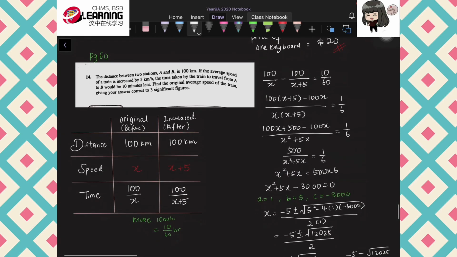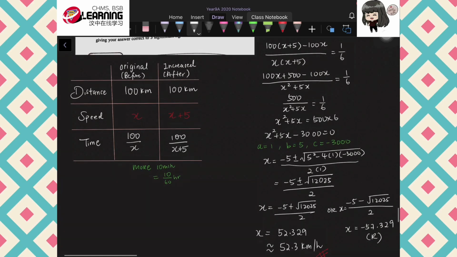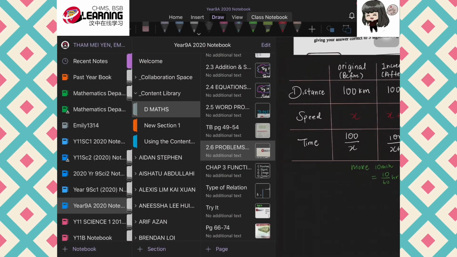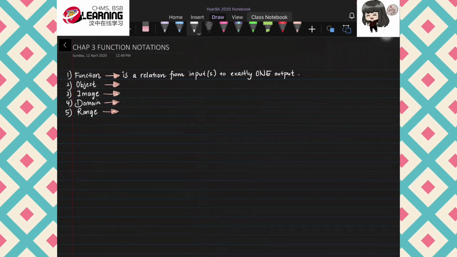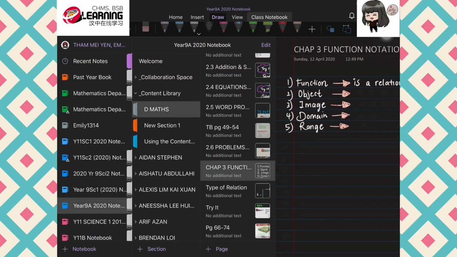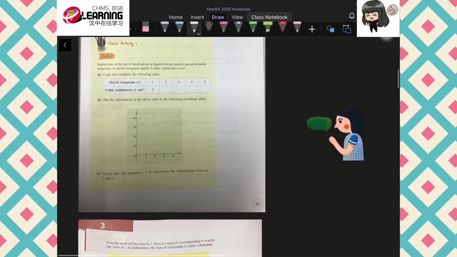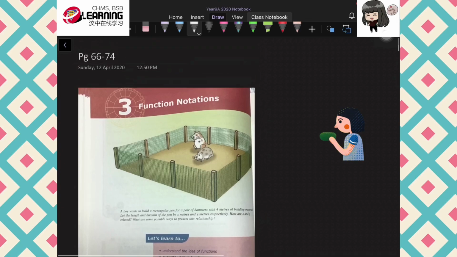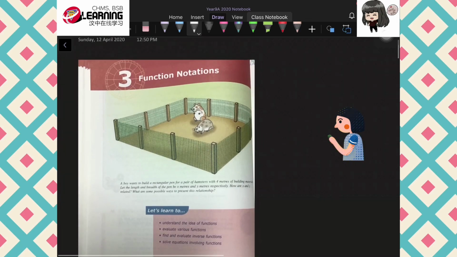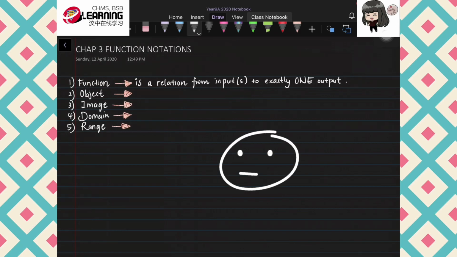That's it for chapter 2. We have completed our chapter 2, so we continue to chapter 3, which is function notations. The textbook is page 66 onwards on function notation. Let me give you a brief explanation of function notations.